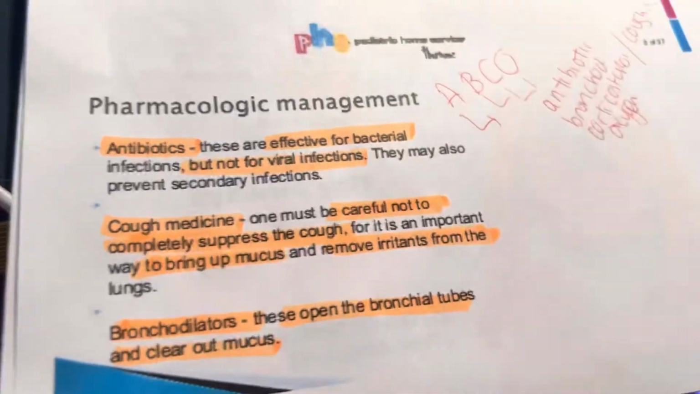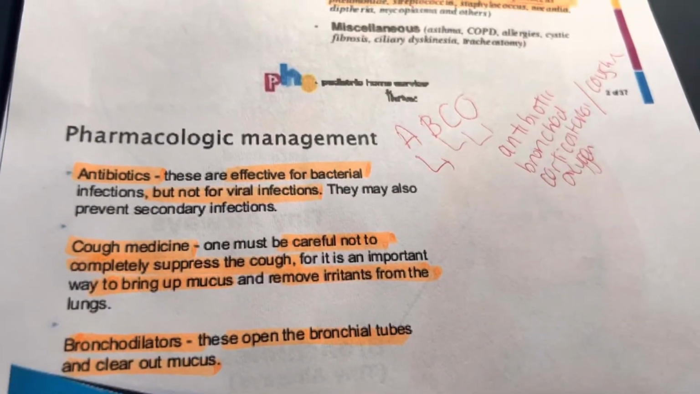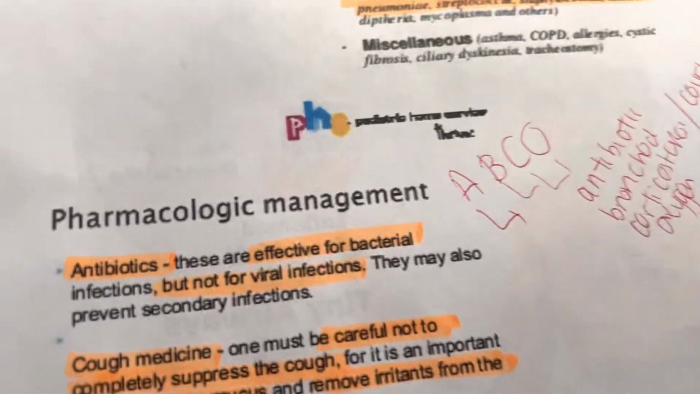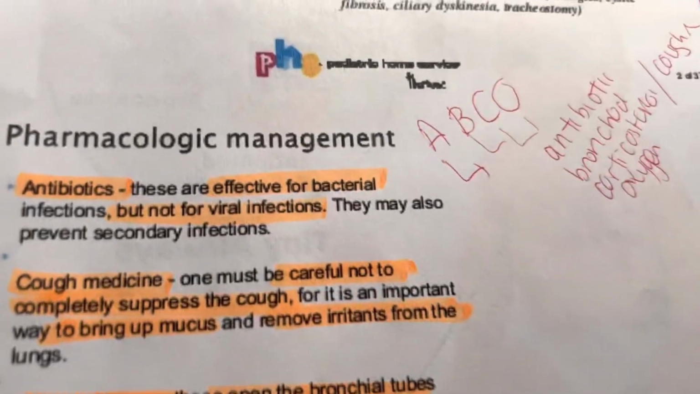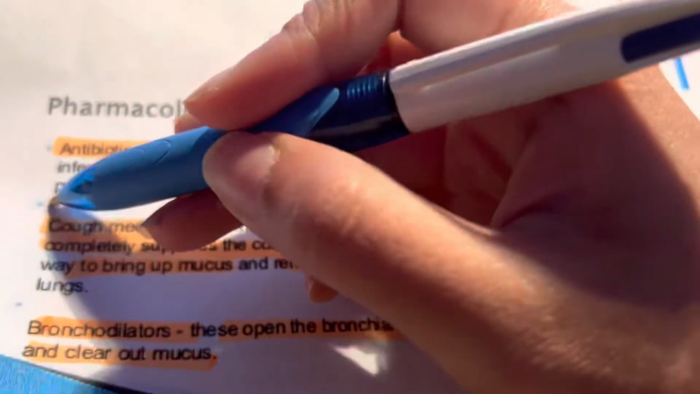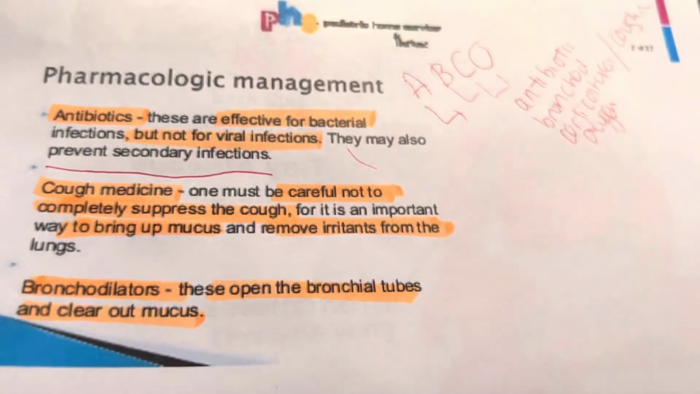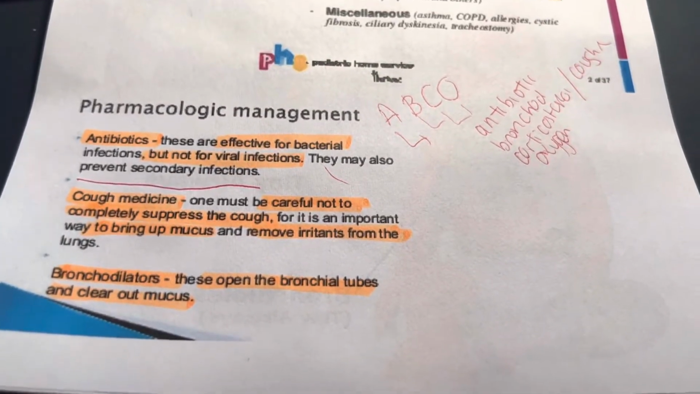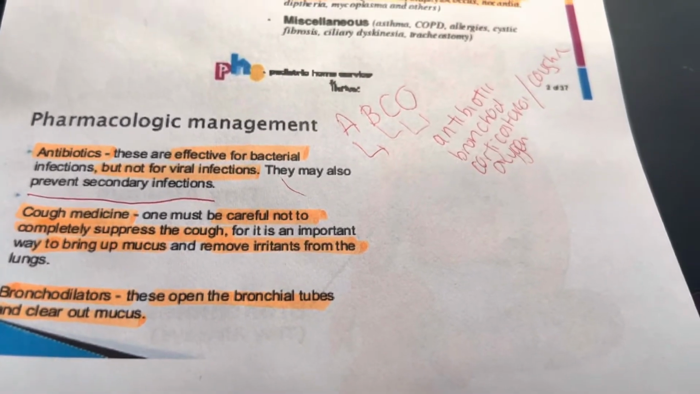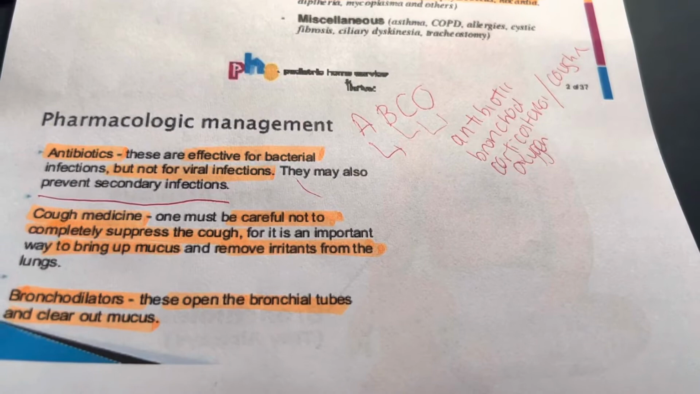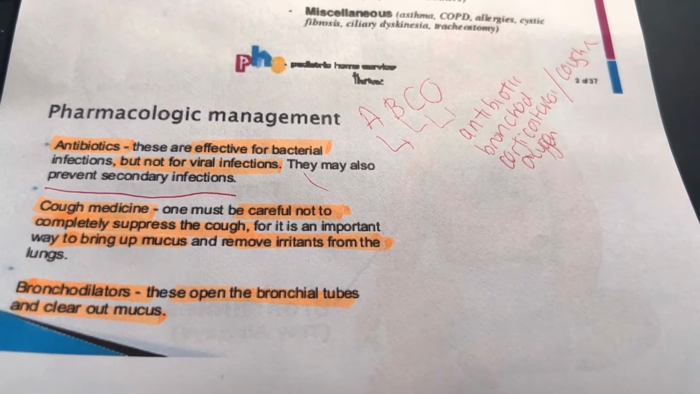So we can give antibiotics, which would be effective for bacterial infections, but not for viral infections. But what use may an antibiotic have? An important use that it may have is that it may prevent a secondary infection. Cough medicine is important, but not so much that you suppress the entire cough, because we want the patient to cough because we want them to bring up mucus and remove the irritants from the lungs, and bronchodilators to open up the tubes.